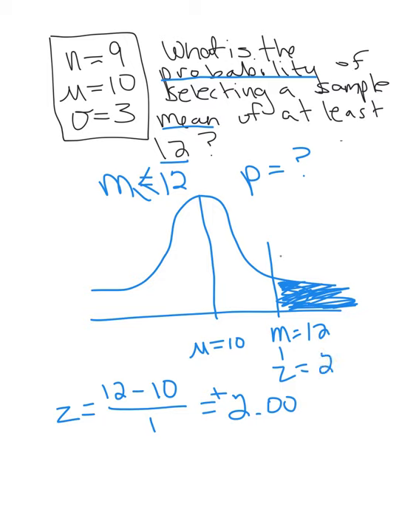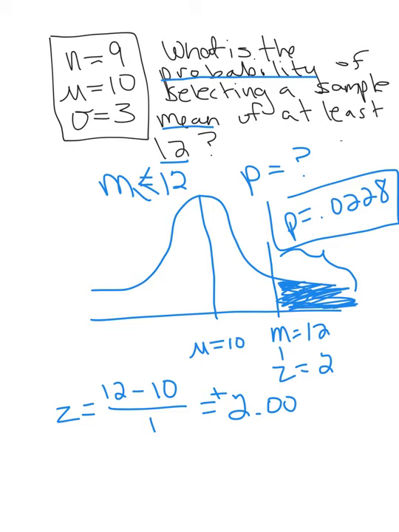And then this area right here is the tail. So what we want to do is look up in that unit normal table a z-score of 2. And we want to look up in the tail because we're looking out beyond a z of 2. And your probability value is 0.0228. So P equals 0.0228. So that's the probability of selecting a sample mean of at least 12.